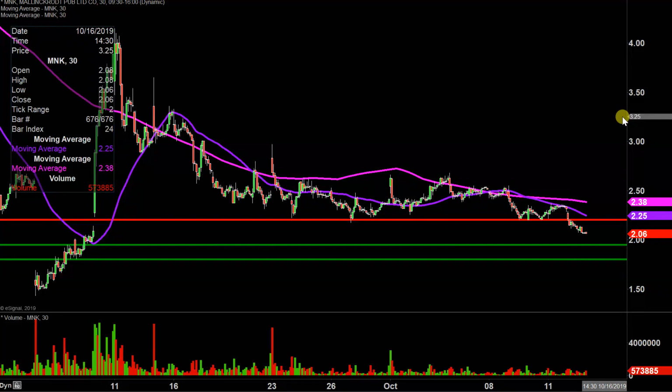So not a good way to start off the week at all, with the very big break of that support level. We'll see if this is the start of something much bigger to the downside or not.